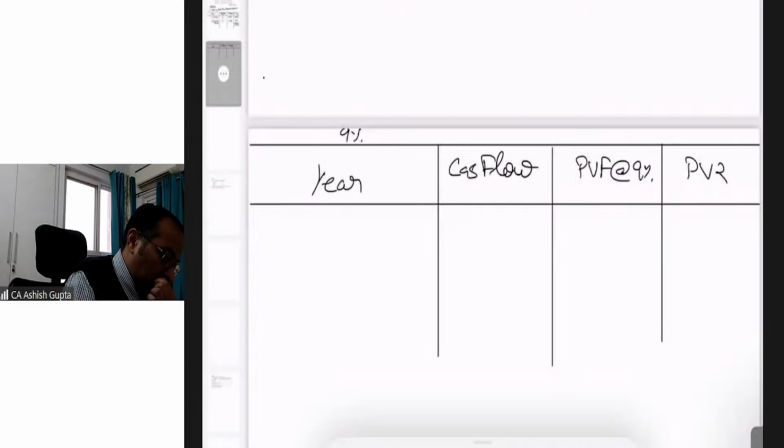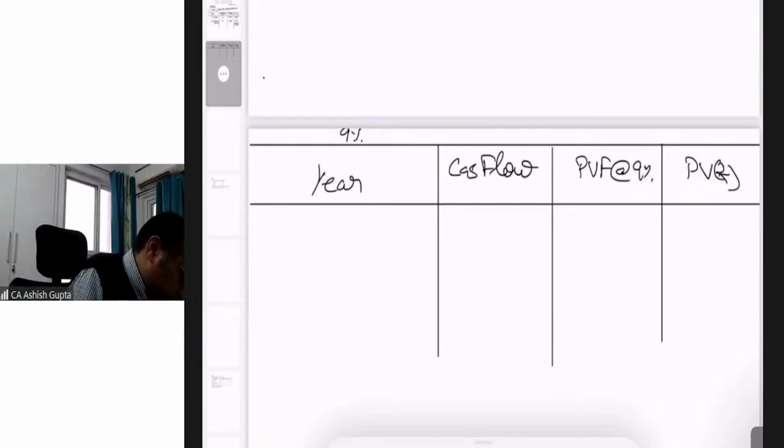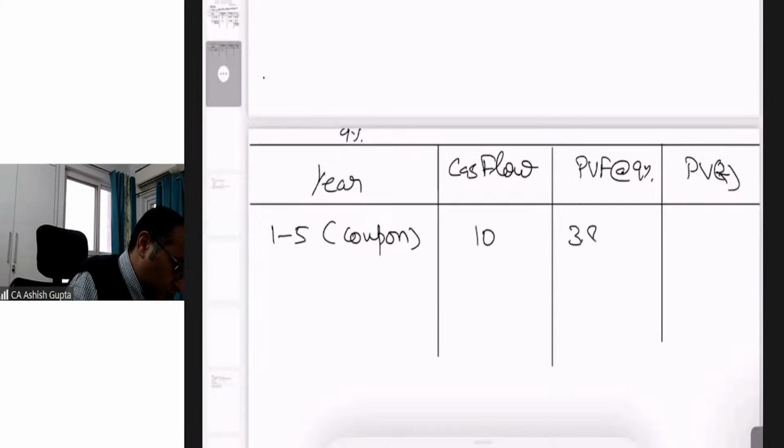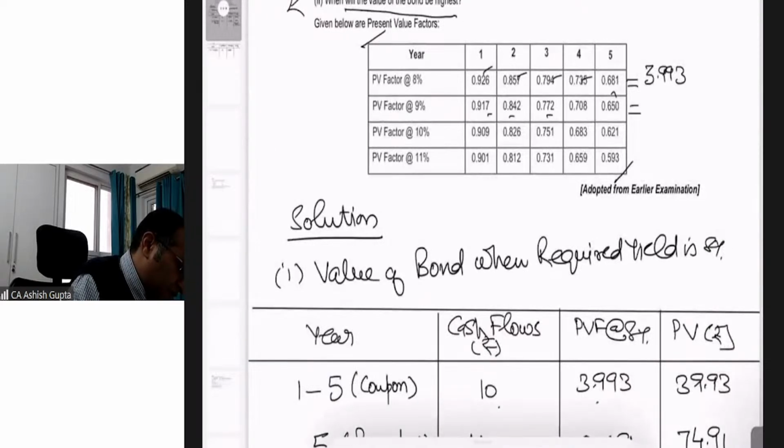Okay, now when the required yield is 9%, here, cash flow. Because our total of these factors comes to 3.889, and the last factor is 0.6-something. Okay.